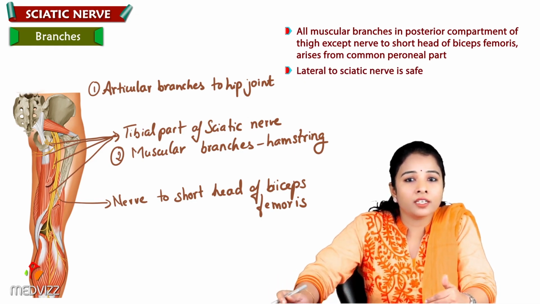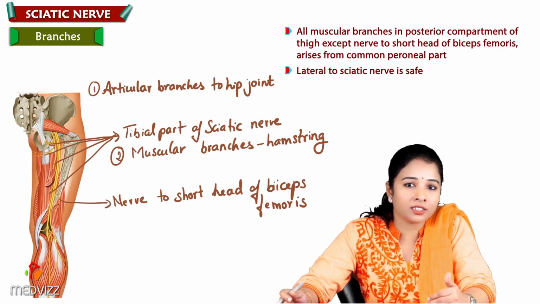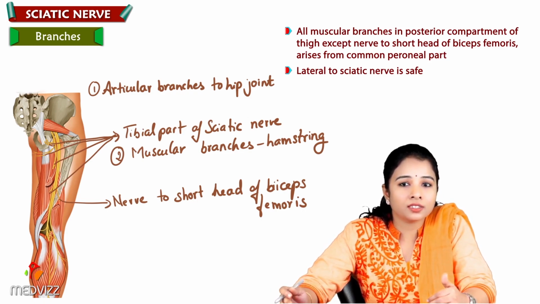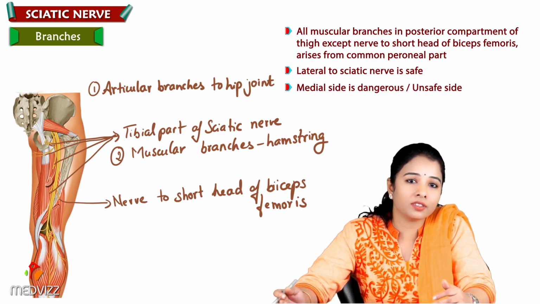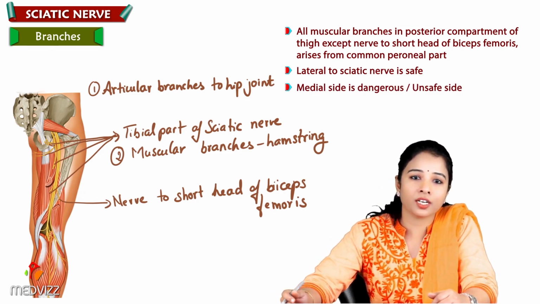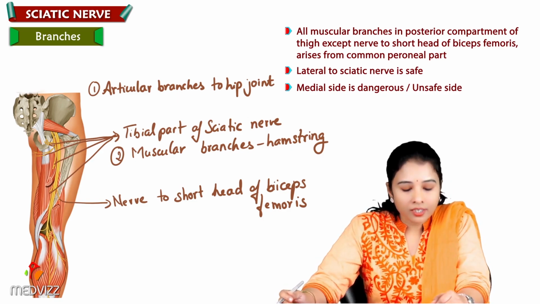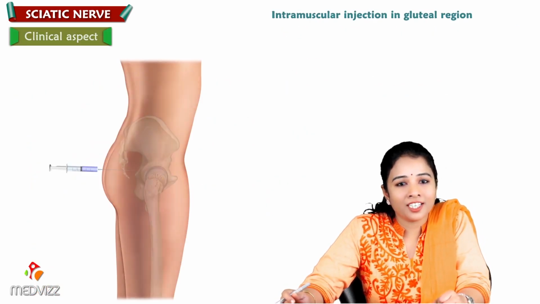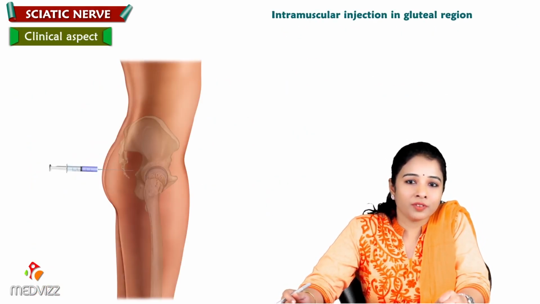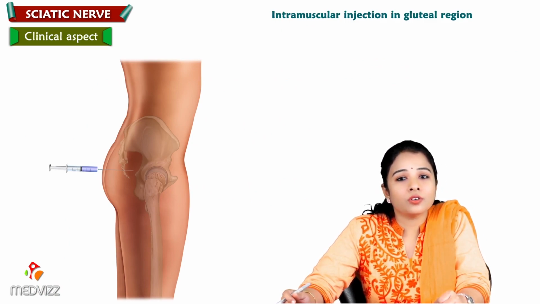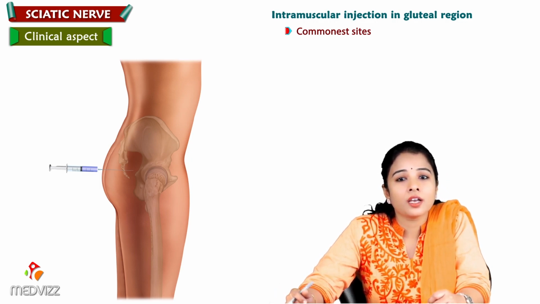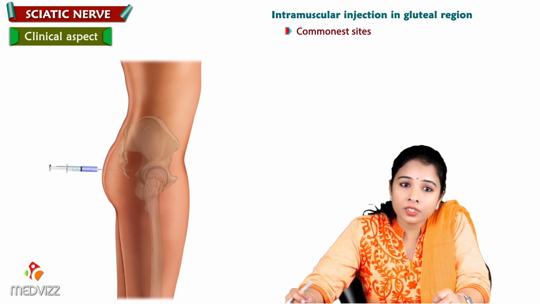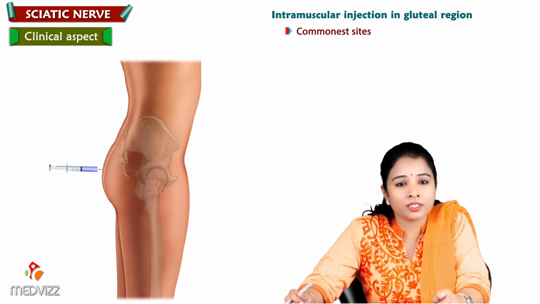So the lateral side of the sciatic nerve is considered the safe side, whereas the medial side is considered the unsafe or dangerous side of the sciatic nerve. And let's talk a little more about intramuscular injection, which we give in the gluteal region. The gluteal region is one of the commonest sites of intramuscular injections to administer drugs, and it is given in the gluteus medius muscle at the site.